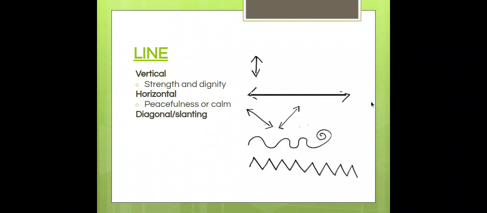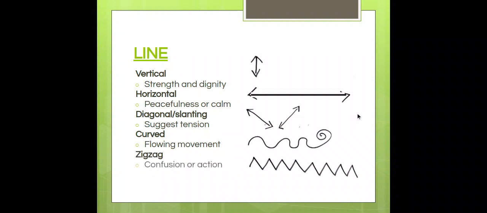Diagonal or slanting lines, these are lines that are somewhere in between vertical and horizontal, and for that reason they suggest a feeling or a sense of tension, something unresolved. Curved lines, which suggest a feeling of movement, flowing movement. And zigzag. Zigzag lines create a sense of action or confusion.